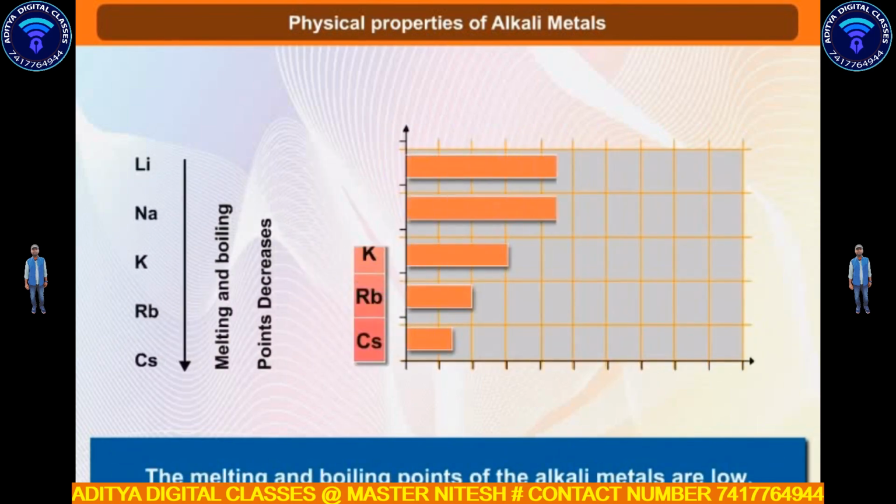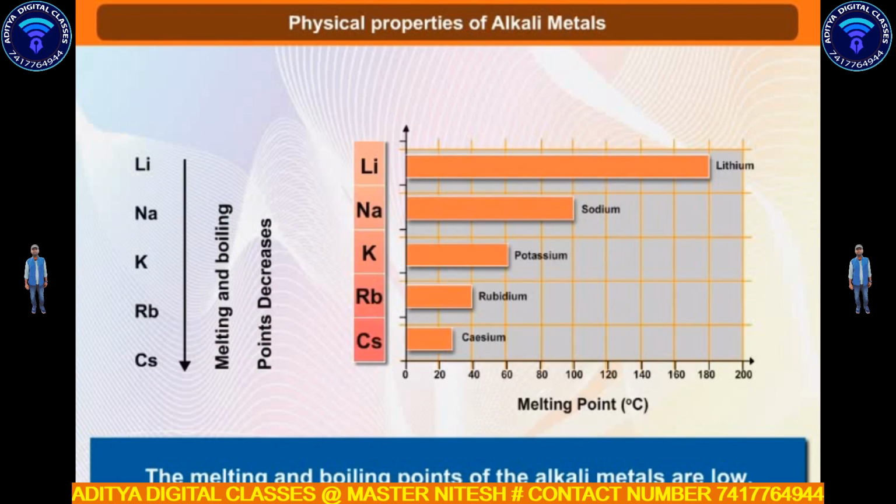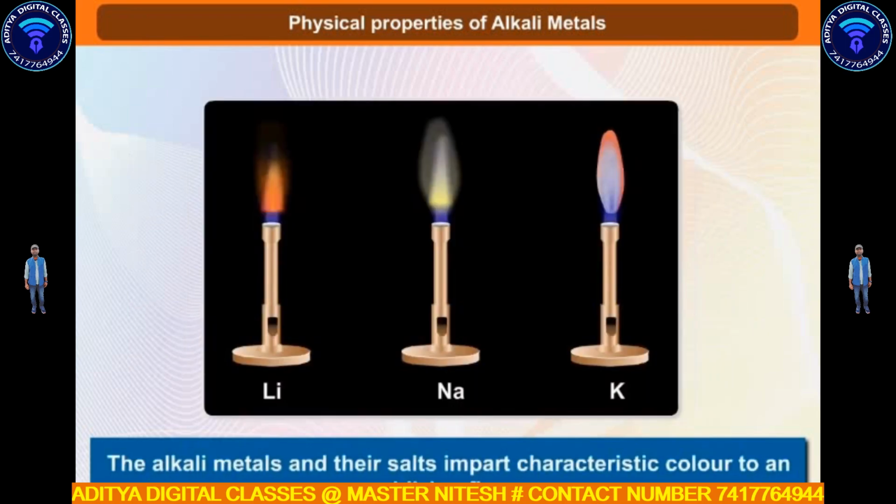The melting and boiling points of the alkali metals are low, indicating weak metallic bonding because of the presence of only one valence electron in them. The melting and boiling points decrease down the group. The alkali metals and their salts impart characteristic color to an oxidizing flame because the heat from the flame excites the outermost orbital electron to a higher energy level. When the excited electron comes back to the ground state, there is emission of radiation in the visible region.